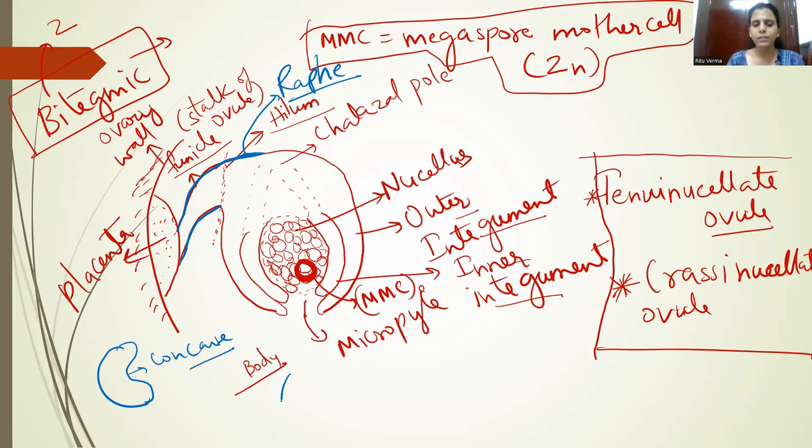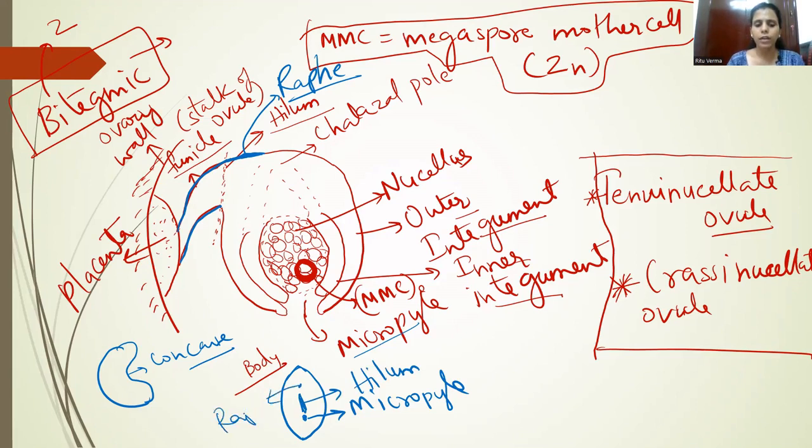Now, if you observe this seed from the concave end, you can find that at the bottom we have a small opening, which is the opening of the micropyle. Then we have a very light or white colored scar, which is the scar of the hilum. And then we have another very small scar. This scar is of the raphe.